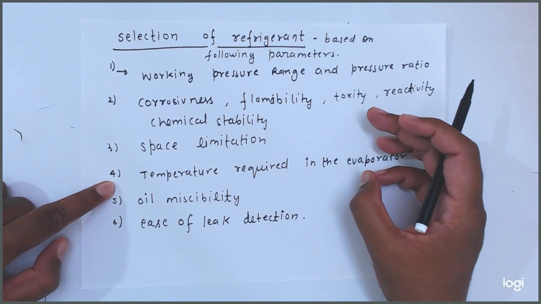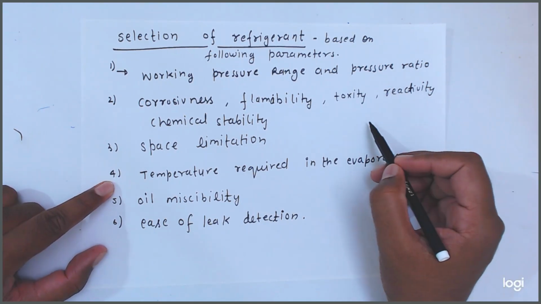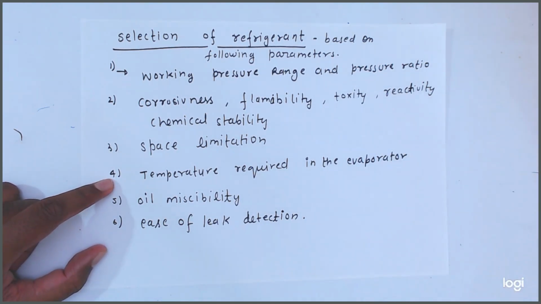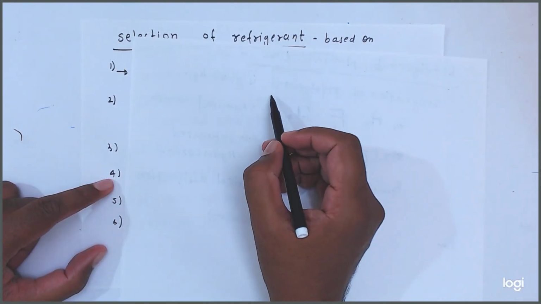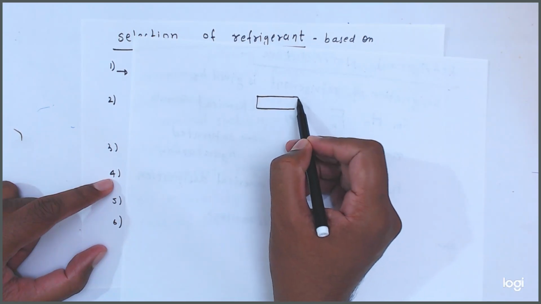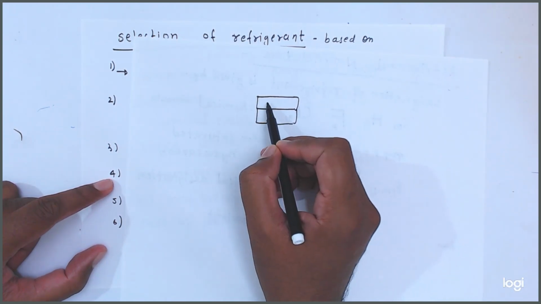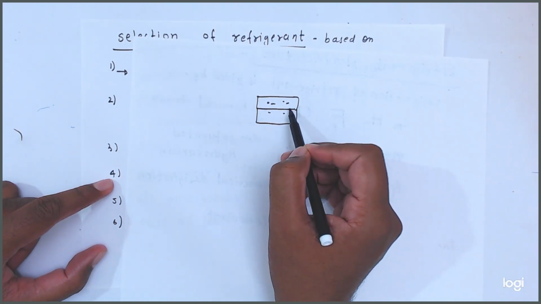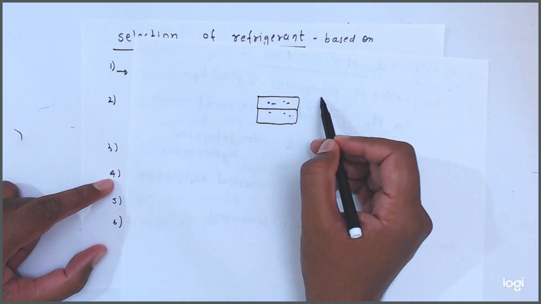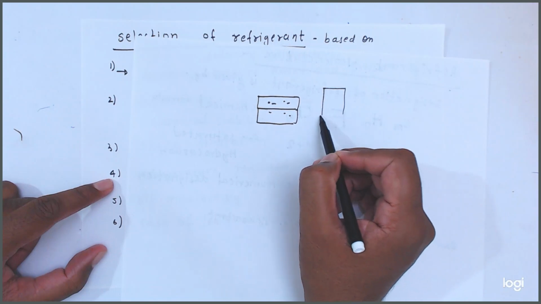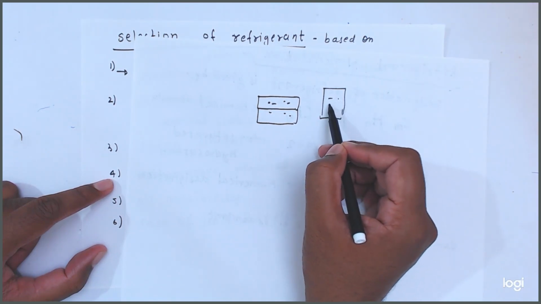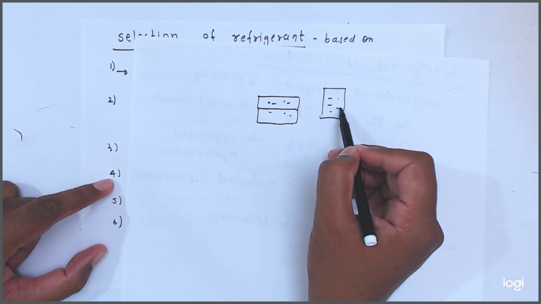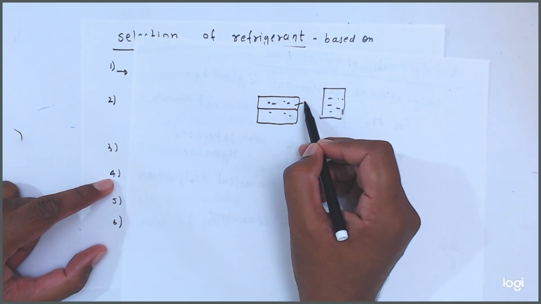Like a freezer is there. In the freezer we are putting milk boxes, ice creams, chocolates, so its temperature is less. And in a domestic refrigerator we are putting vegetables. So this temperature is different, that temperature is different.